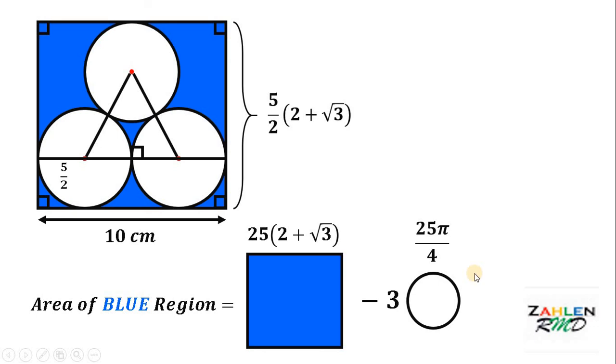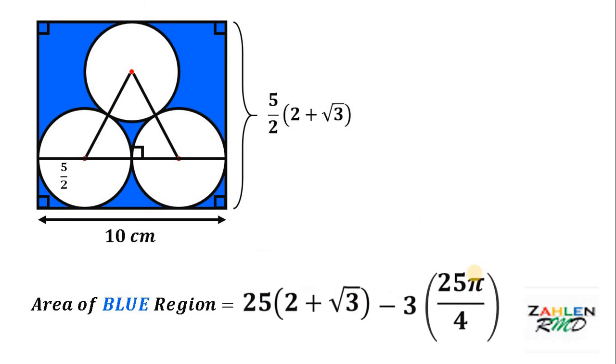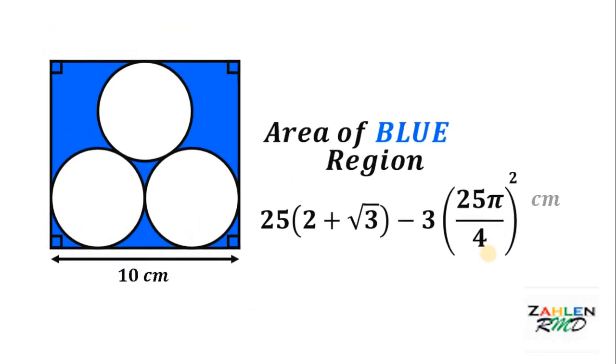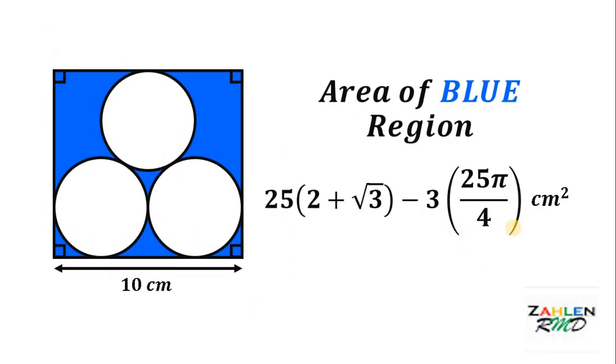Therefore, the area shaded in blue must be equal to 25 times 2 plus square root of 3 minus 3 times 25 pi over 4 square centimeters.